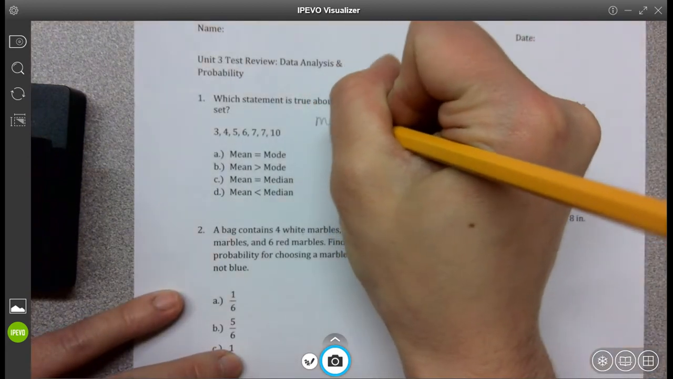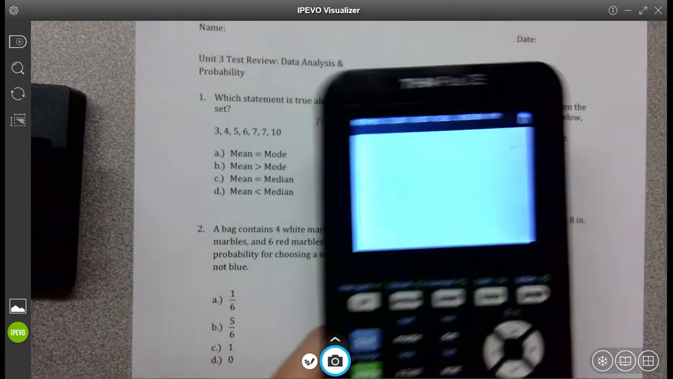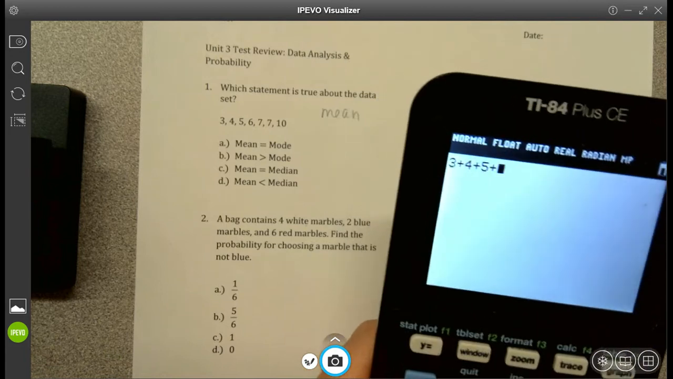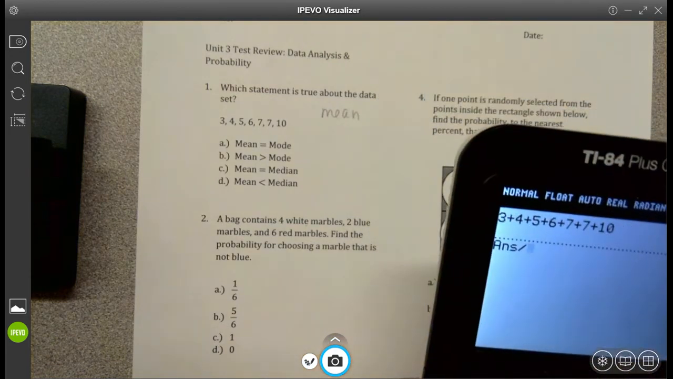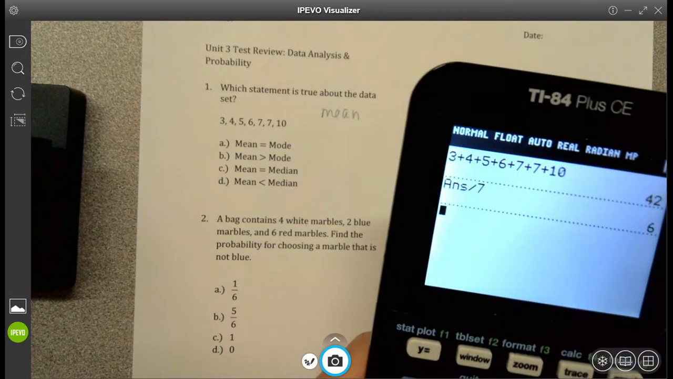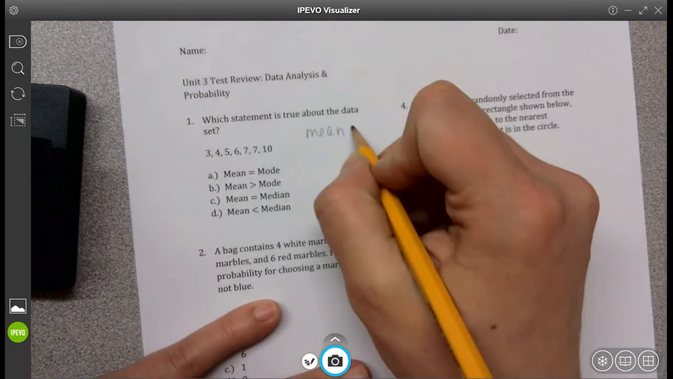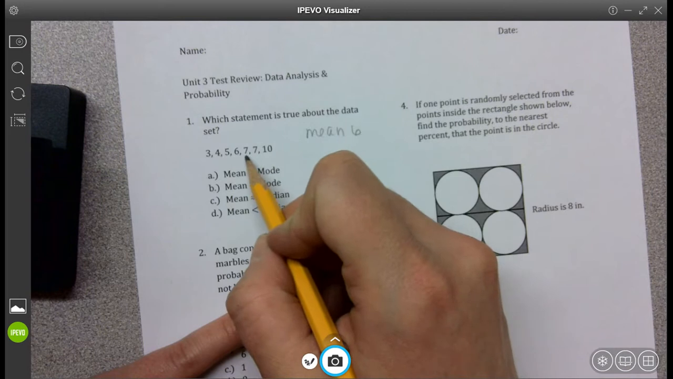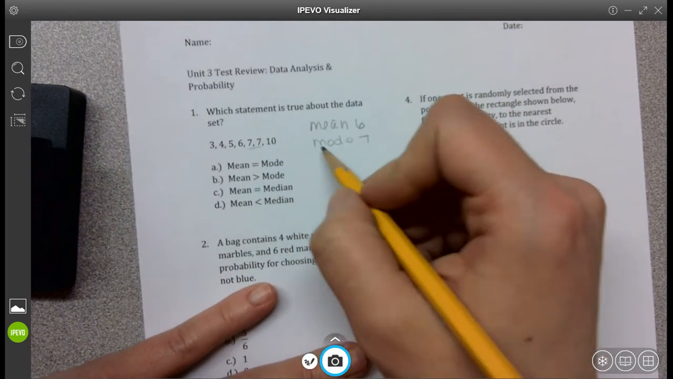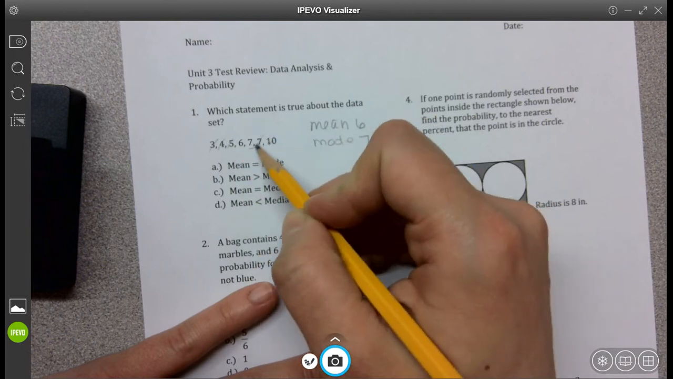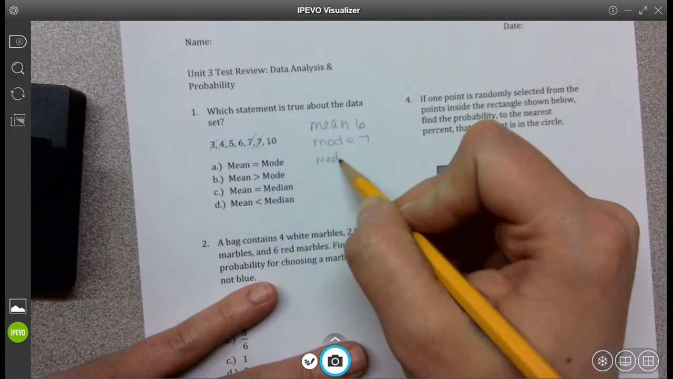The mean is the average, so we have to add them all up and then divide by how many there are. There's 7. And so the mean is 6. The mode is most often, which is 7. The median is the middle number, which is 6.